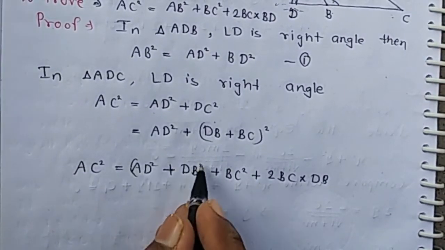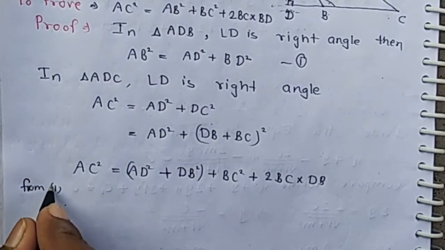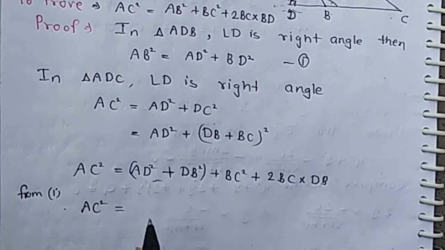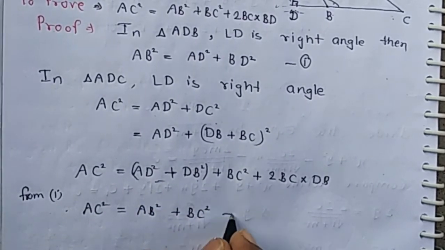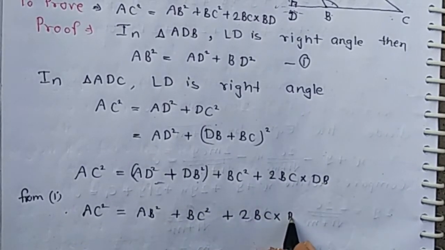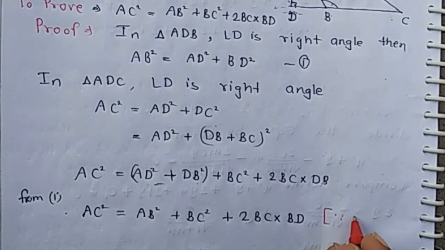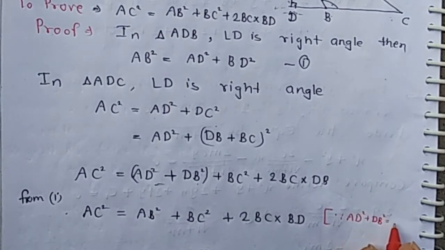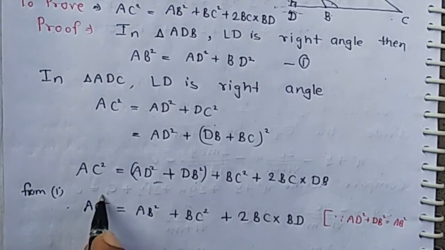Now AD square plus DB square, from equation 1, is equal to AB square. So AC square is equal to AB square plus BC square plus 2 BC into DB, which can be written as BD. And it is proved.